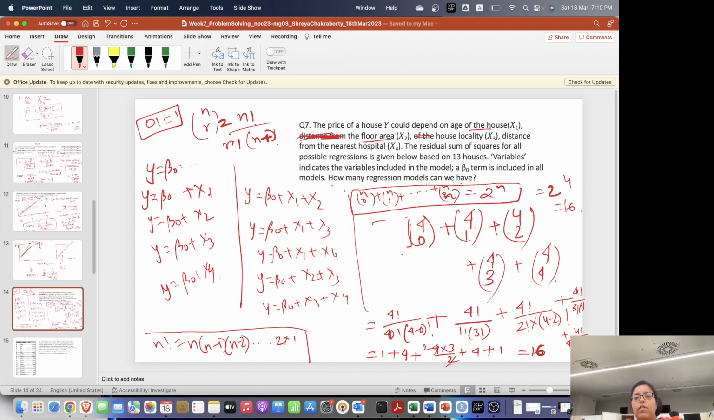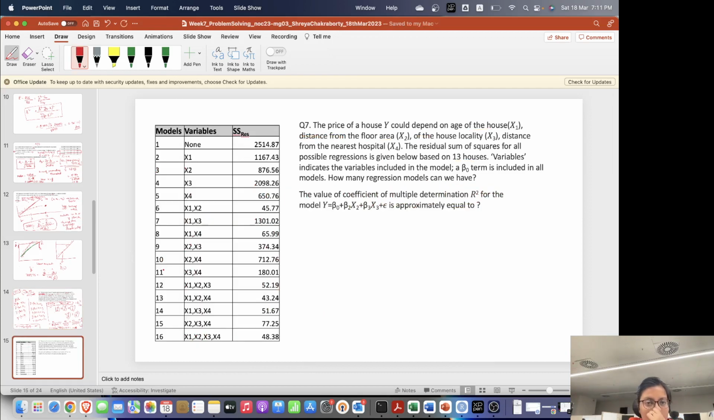So, now that we know that we can have 16 regression models, they have calculated and given us the residual sum of squares for all possible regressions based on 13 houses, which I am going to show in the next slide. So, this is the meaning. Okay. None means they have only fit y equals beta naught, so it does not make sense. Here we are not including any of the covariates.